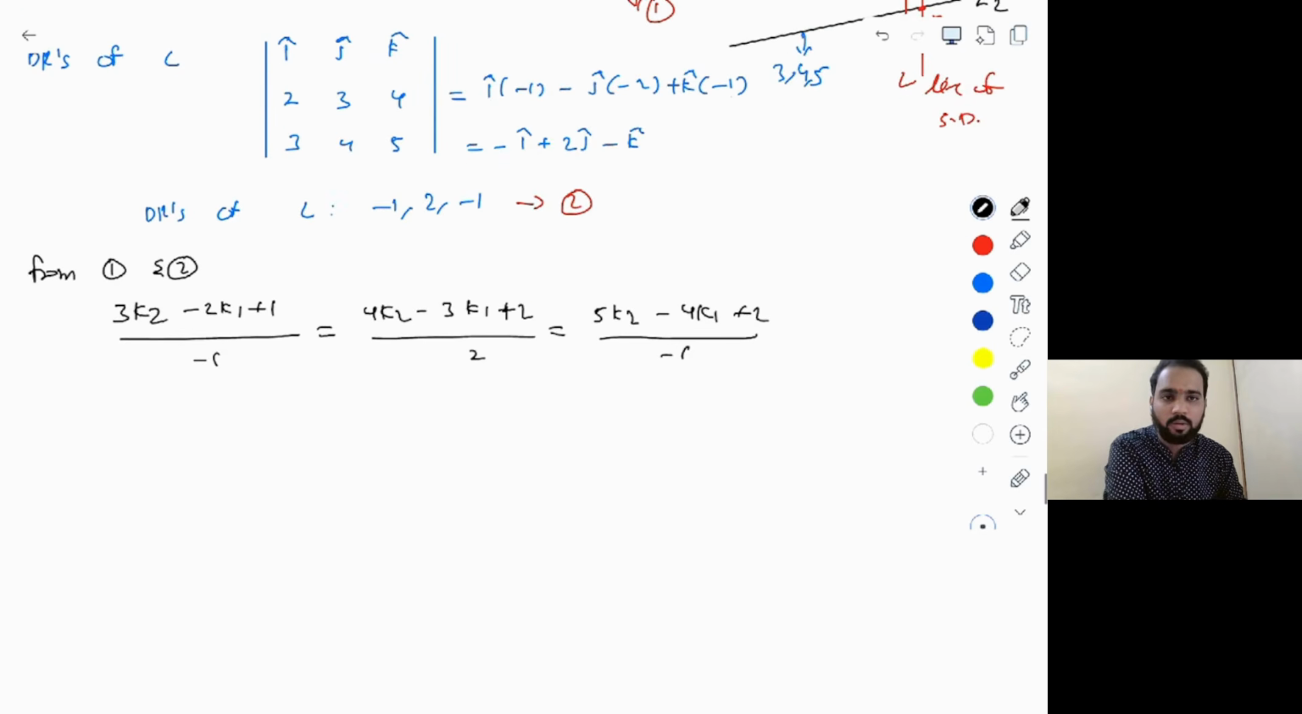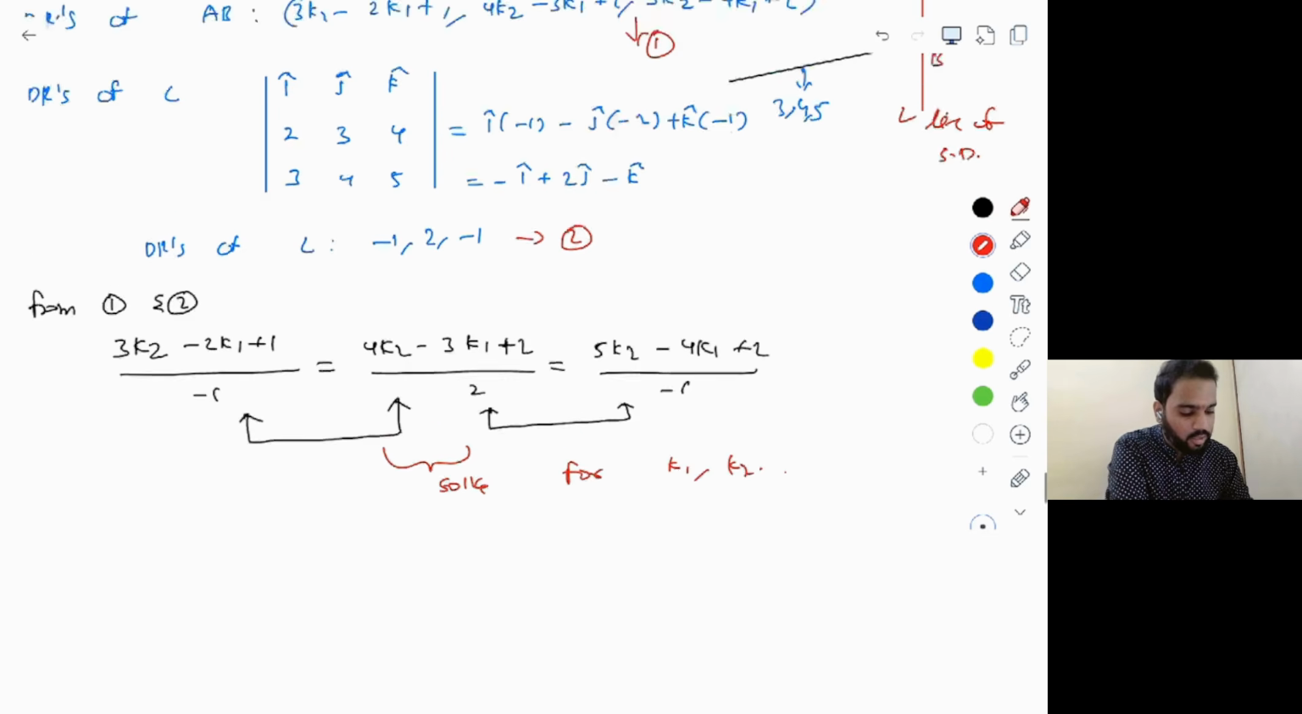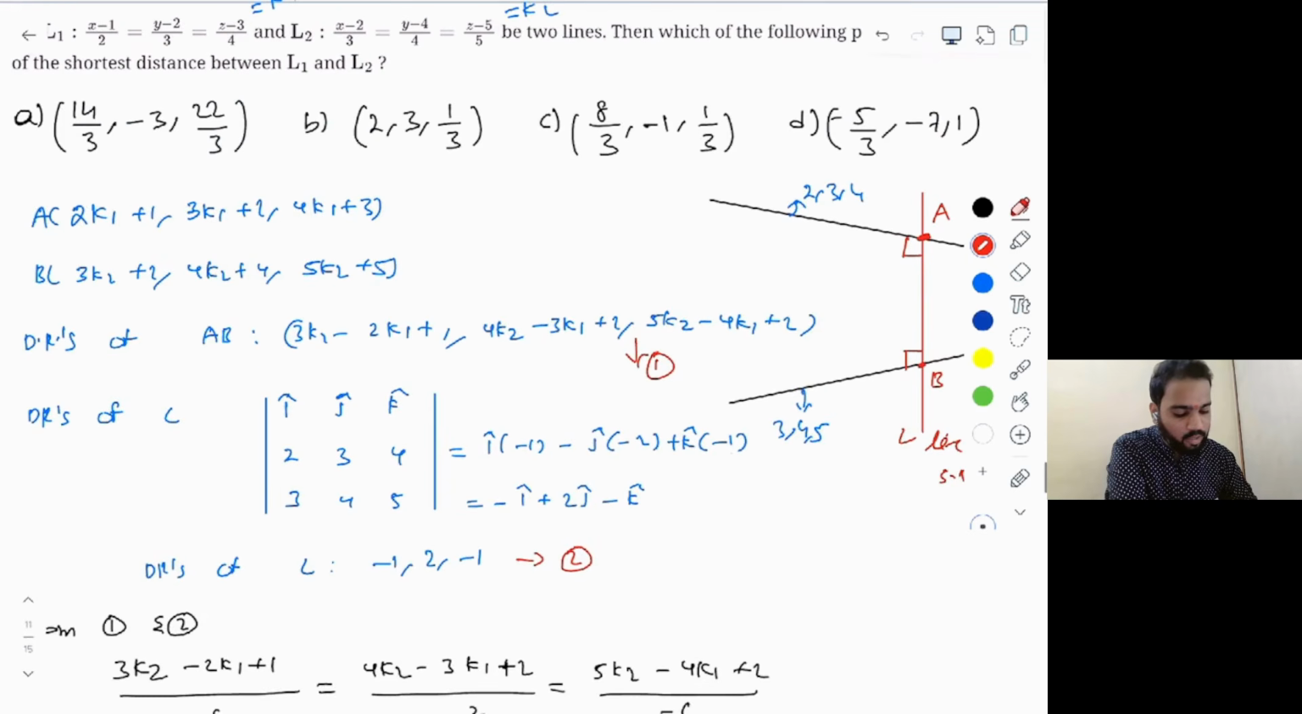Now, clearly, you know how to solve this equation, right? Clearly, you can equate these two here. You'll get one equation in terms of k1 and k2. Equate these two here, and you'll be getting one more equation in terms of k1 and k2. And now your idea is to solve these two for the values of k1 comma k2. Okay, and once you know k1 comma k2, you can take those values and substitute in the points A and B, right?